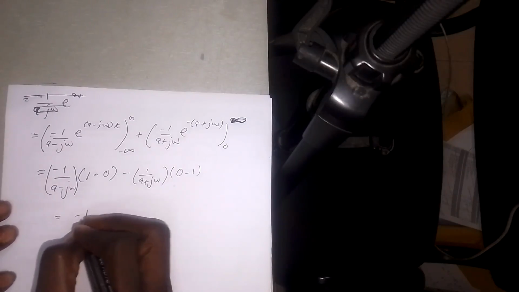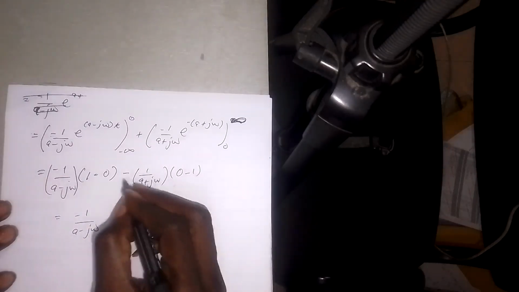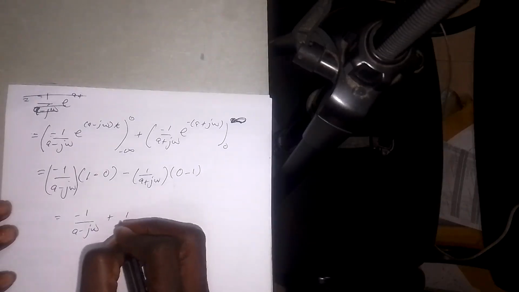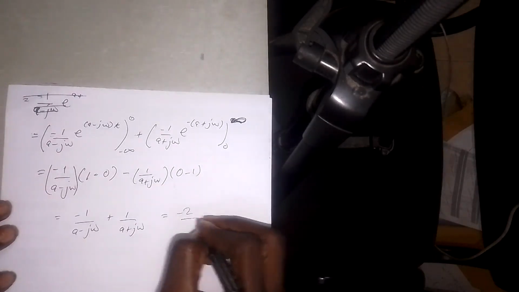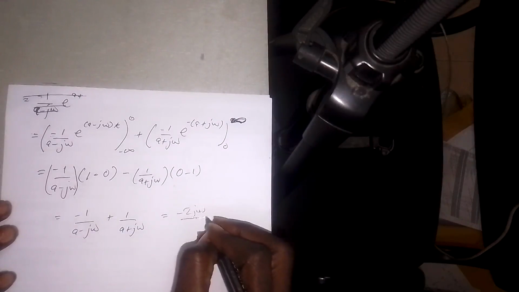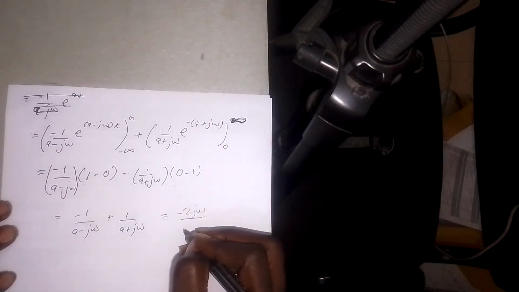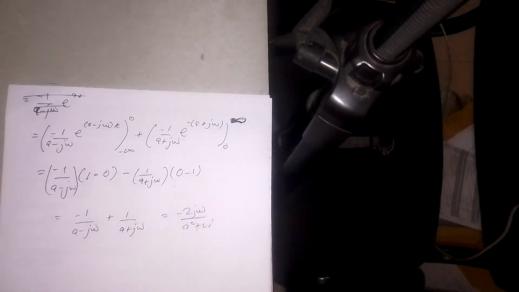I'm going to have minus 1 over a minus j omega. Here it will be positive, negative, negative, positive, plus 1 over a plus j omega. Here it became negative because of this place, but here it's positive because of this negative and negative. When I do that, I'm going to have minus 2j omega over a squared plus omega squared. If you take the LCM, you'll be able to know why it is coming like that.